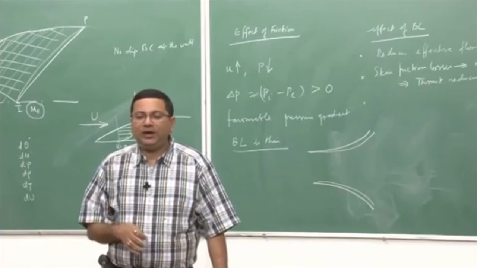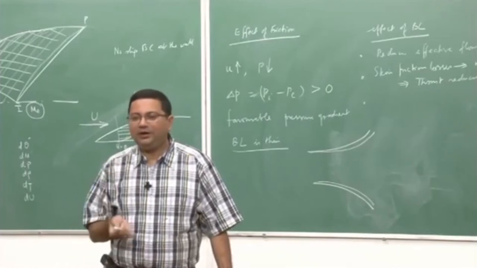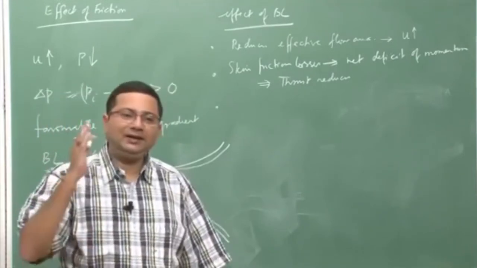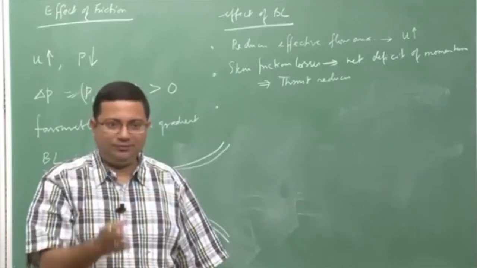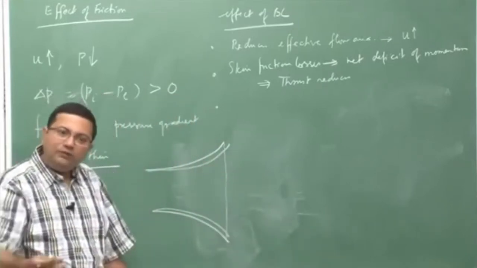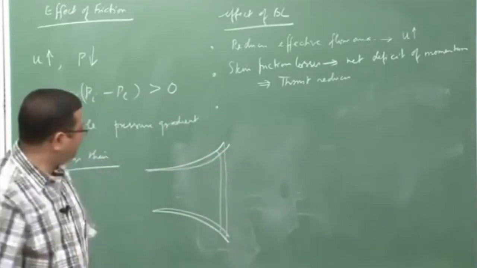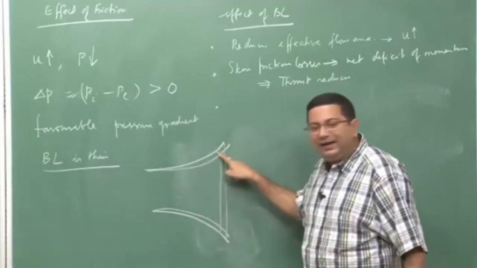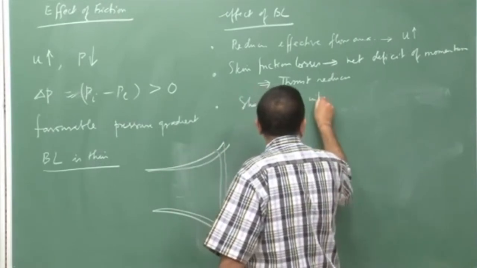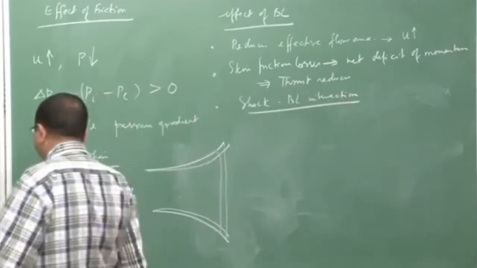So, it may so happen that we get an over expanded nozzle. If we get an over expanded nozzle, what will happen? There will be a shock wave. If the extent of over expansion is such that there is a shock wave that sits at the exit, in the previous classes we have got those conditions. So, let us say now we have a shock wave sitting at the exit, or the shock wave can go in, right. So, there is a shock wave that goes in. As this shock wave goes in, this shock wave interacts with this boundary layer. So, we have a shock boundary layer interaction.